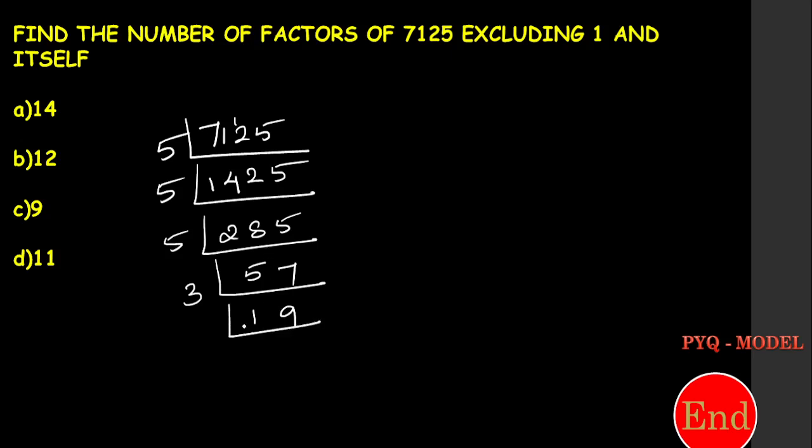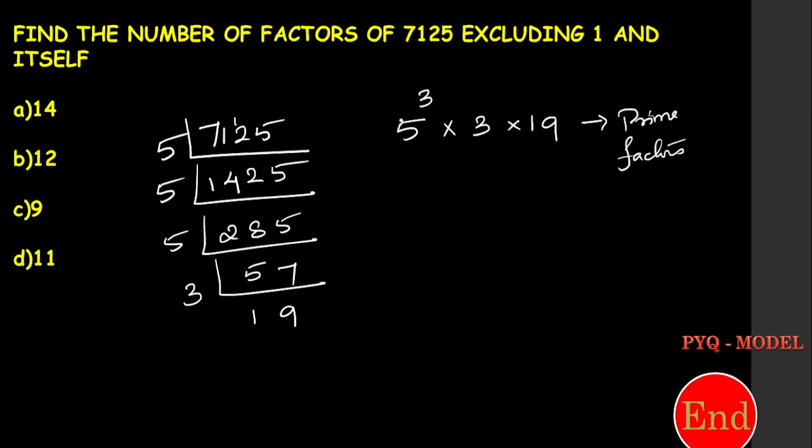19 is not possible, that is a prime number. So 5 into 3 into 19 are the prime factors. Now power values, we need to concentrate on the power values. How many 5s are there? 3. 3 is 1, 19 is 1. So I need to add plus 1 to all the powers.